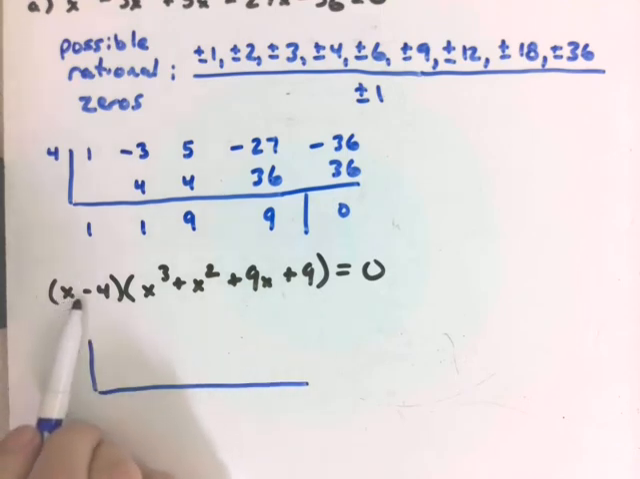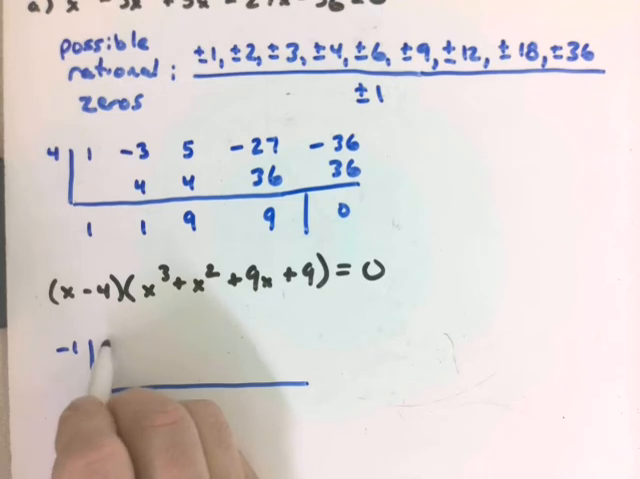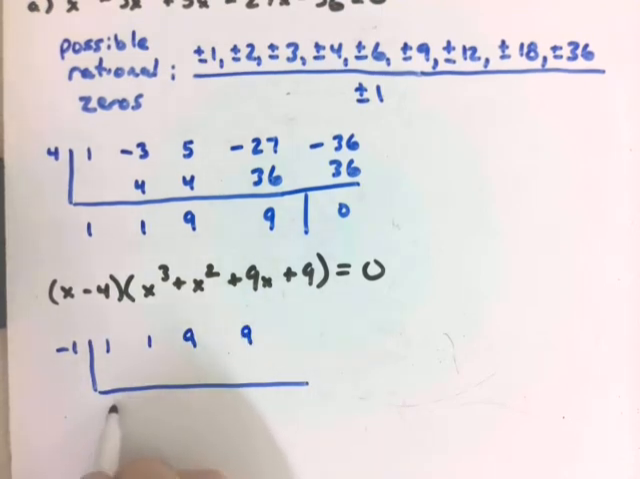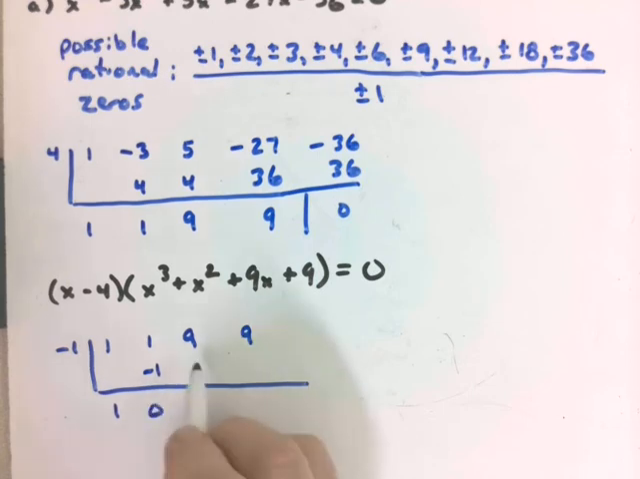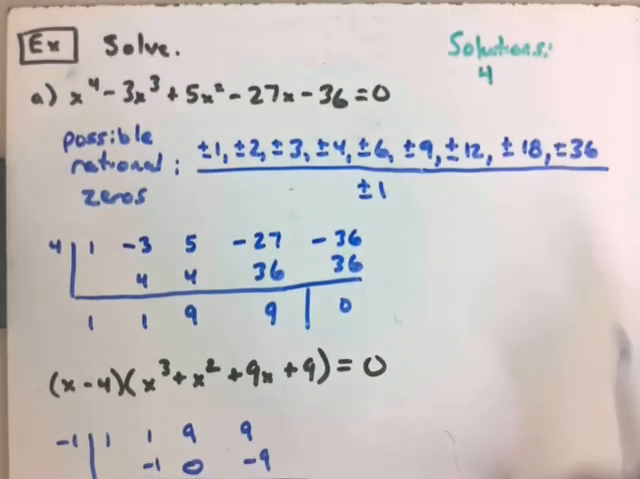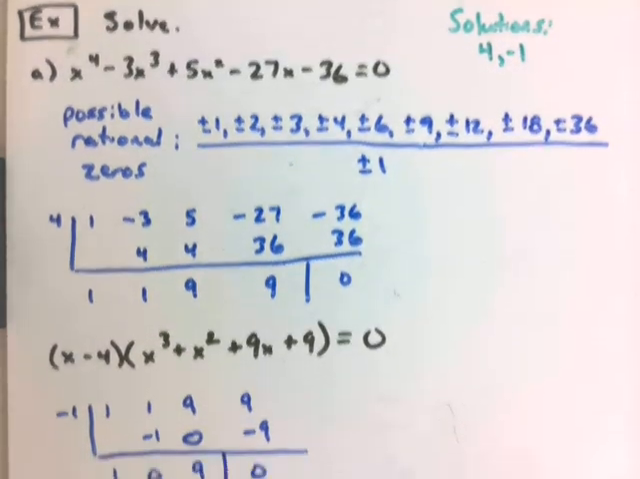I already have my solution of 4 from this x minus 4, so right now I'm working on this 4-term polynomial and doing our synthetic division. I did get a remainder of 0 again, which means -1 is also a solution. I can add that up here on my list.